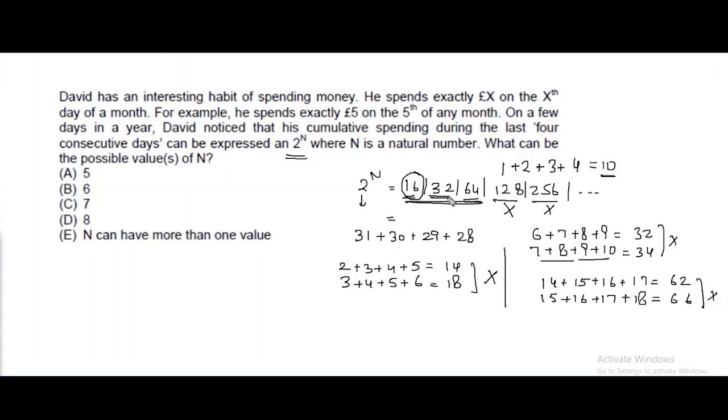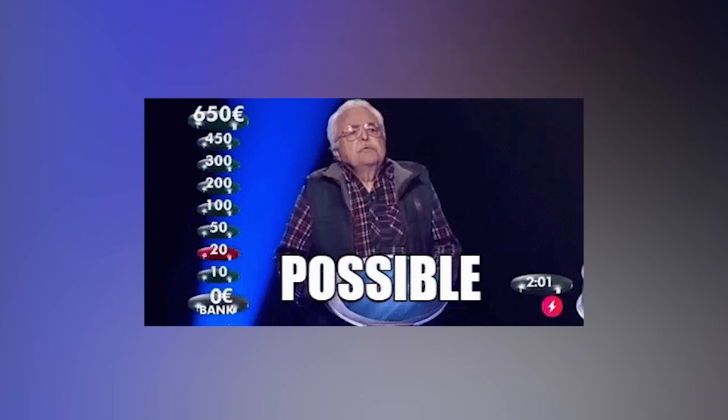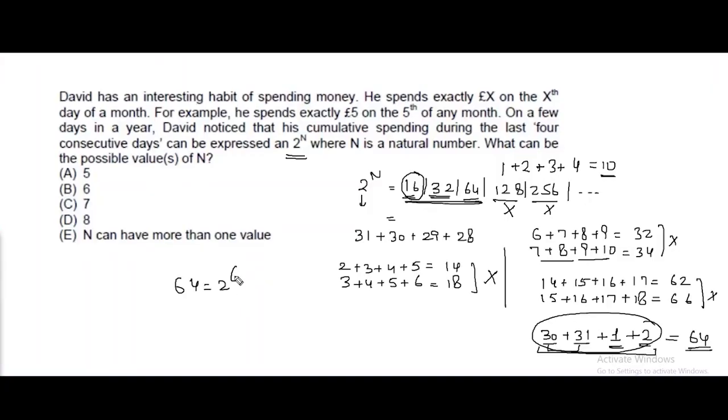But here it is not mentioned that you cannot take the dates of the next month as well. This is not possible in any of the cases, but look at it like this. If the dates are 30th and 31st, this makes 61. And if I take the next 2 dates of the next month, the 4 consecutive days can be 30th and 31st of the previous month and 1st and 2nd of the next month. So 4 consecutive days and the total spending will be 64. So the only possible answer is 64, which is 2 raised to power 6.